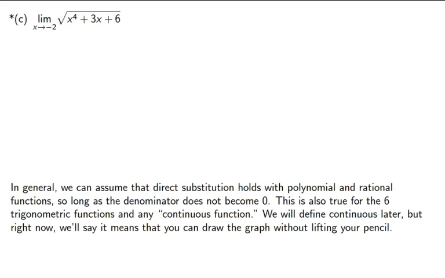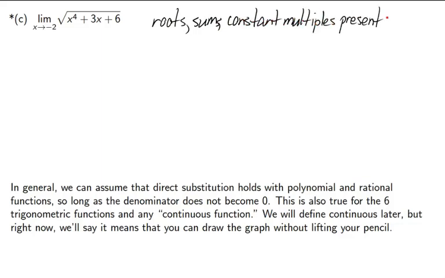The next one has a root. You'll notice this problem has a star beside it, which means it's a problem for you to try. Feel free to pause this video and see if you can take care of this root yourself. Okay. We've got roots. We've got a sum. We've got a constant multiple. All of that's present. So again, because of that, as long as we don't get a negative number inside the square root, substitution is again fine.